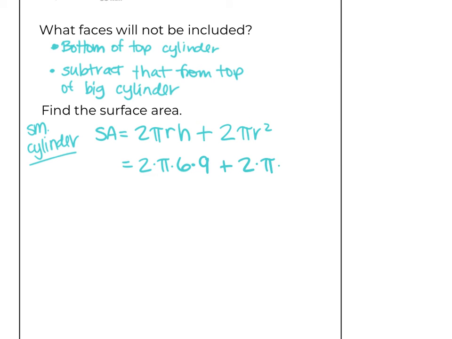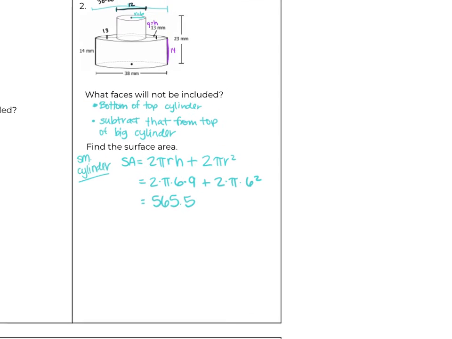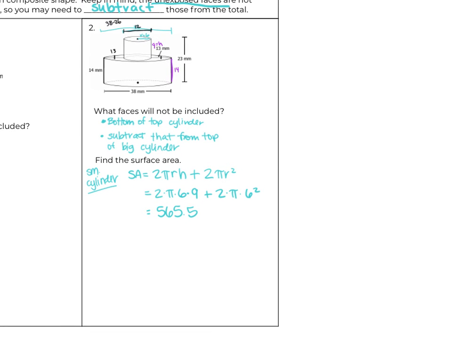Did we already find the radius? Yep, so that's 6 squared. Okay, type all of that directly into your calculator. Please type it on one line where you can see what you've typed, because that's a lot of numbers to lose track of. Okay, you should have got 565.5. All right, so that is the small cylinder. But, oh, you didn't? Let me come look in a sec.